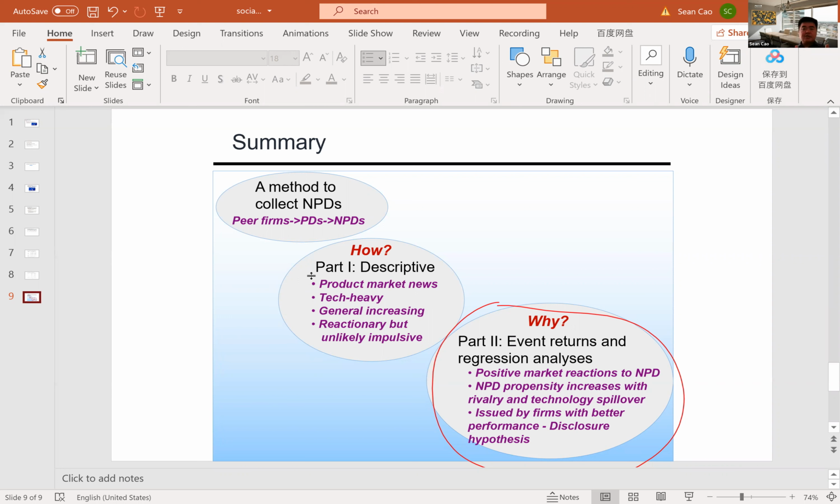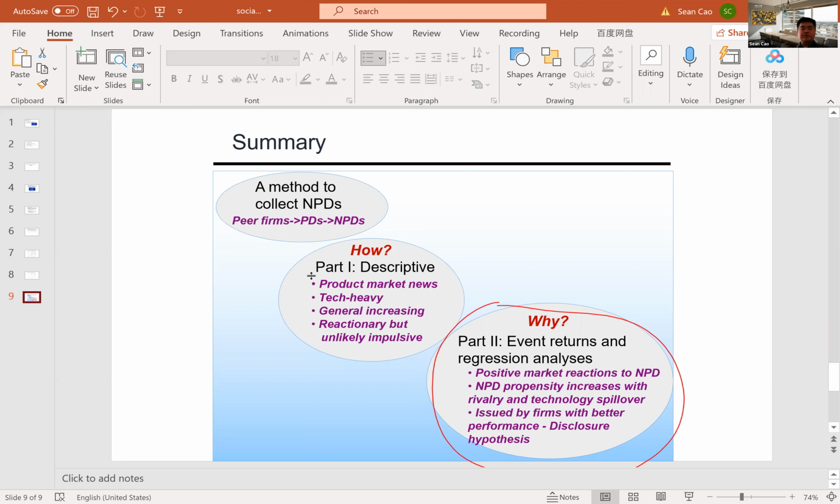And you can see the applications. I use the data to answer what question. I use the data to answer how to help investors and managers. I answer why managers do that, and what the consequence of doing that is. And then in the following presentations, you can see the techniques we used to answer these questions.